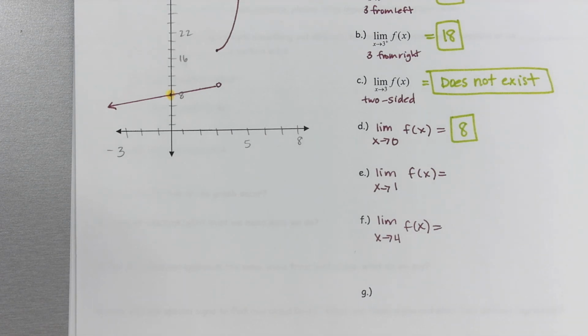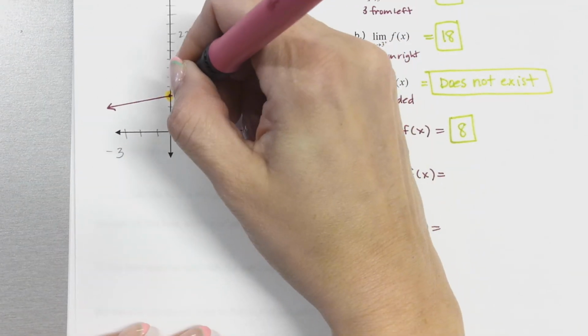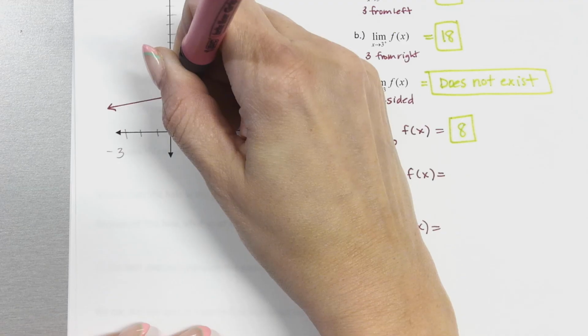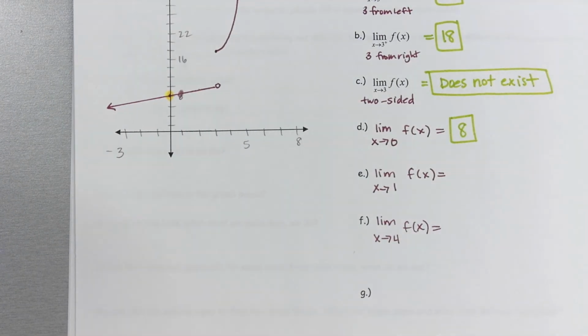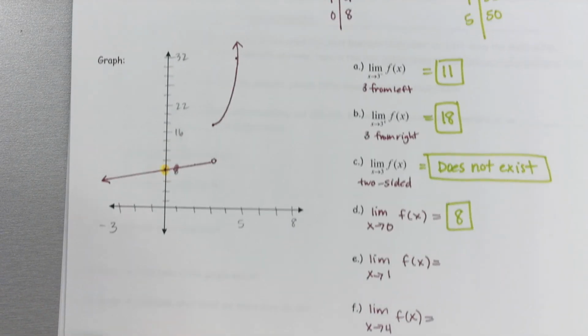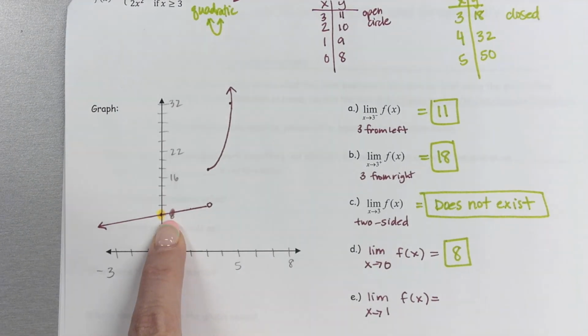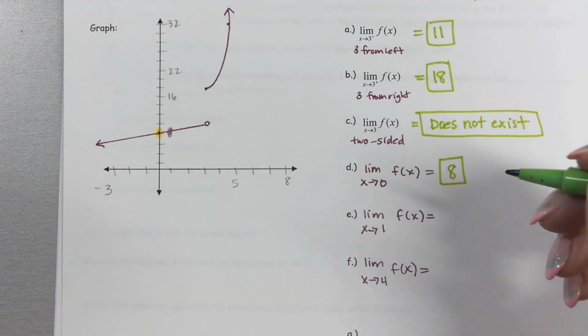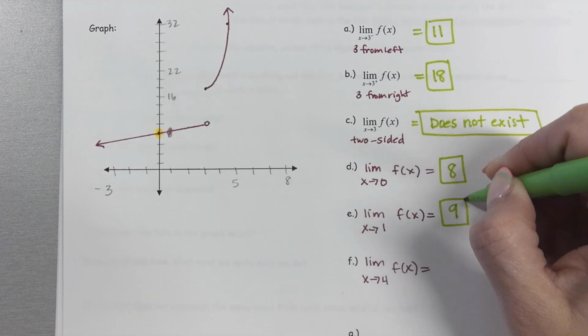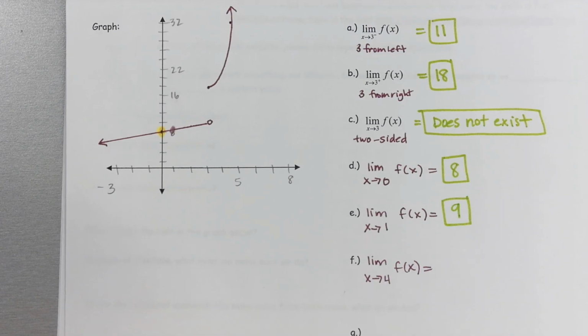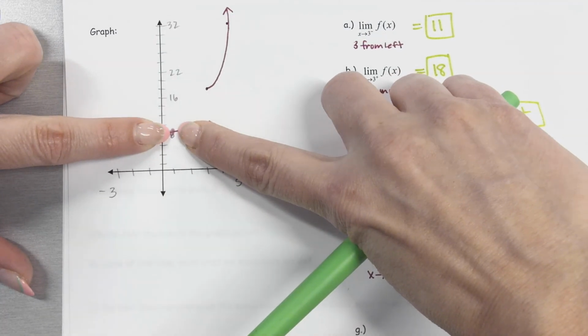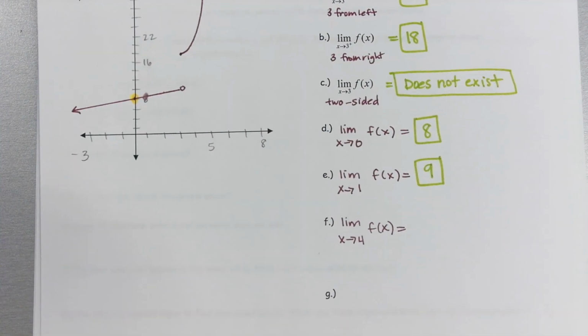Okay, and then the next one is, sorry, is 1. We just did 0. Okay, so that is here. Again, it's approaching the same value from both sides. If you're not sure what that value is, you can always look in your table. So at 1, you're at 9, so you're getting closer and closer to 9 from both sides. That's going to be your two-sided limit. So from both sides, it's going to 9.